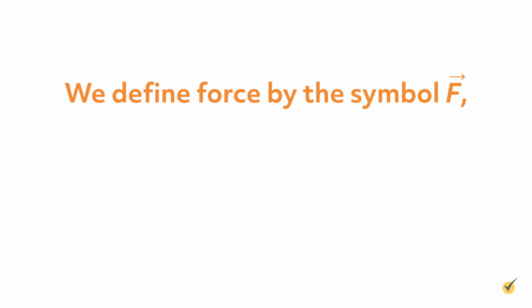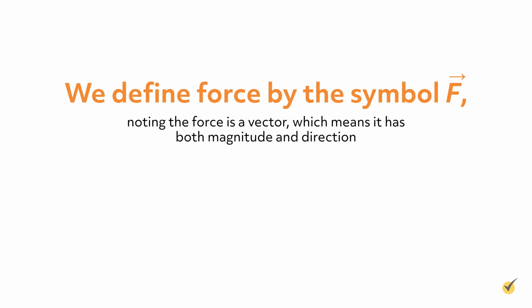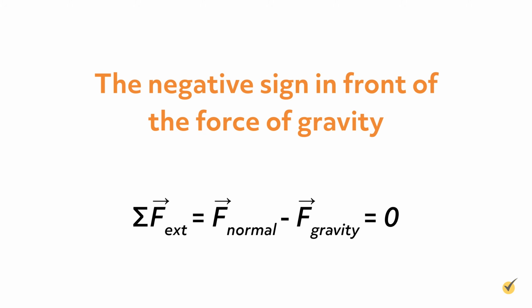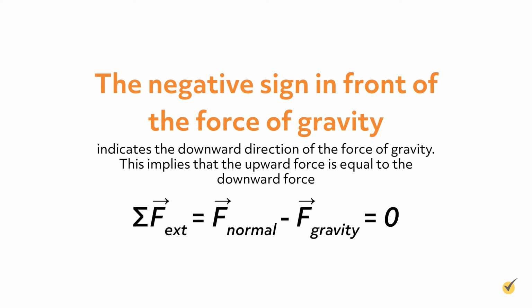We define force by the symbol F, noting the force is a vector, which means it has both magnitude and direction. By doing this, we can state Newton's first law, mathematically, as the sum of the external forces is equal to the upward force of the ground on the car minus the downward force of gravity on the car, which is equal to 0. Note that the negative sign in front of the force of gravity indicates the downward direction of the force of gravity. This implies that the upward force is equal to the downward force.